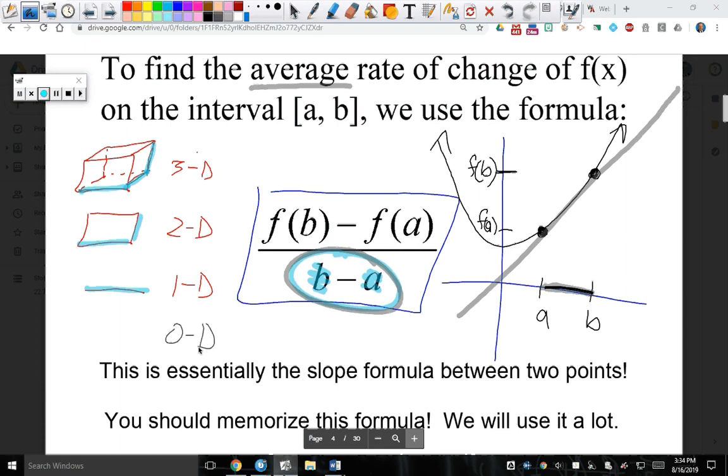What else up here should you not be able to draw? One dimension. Because a line has duration, but it does not have length or height. That's cool stuff.